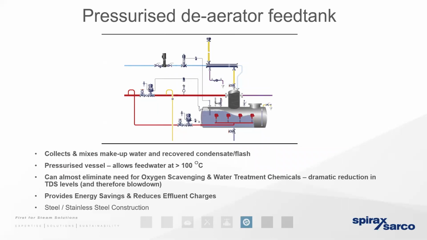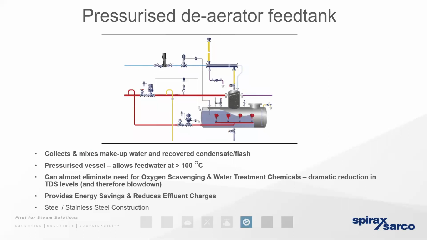But more advanced processes are now keeping the feed water under pressures of around about 0.2 bar gauge, which means we can elevate the temperature of the water to somewhere around 105 degrees. So that's going to bring us a number of benefits. First of all, if it's pressurized, we can contain those flash steam losses. We get an energy efficiency benefit.